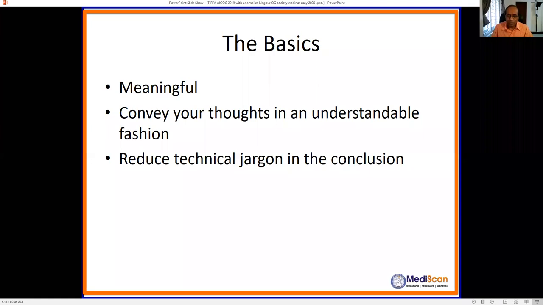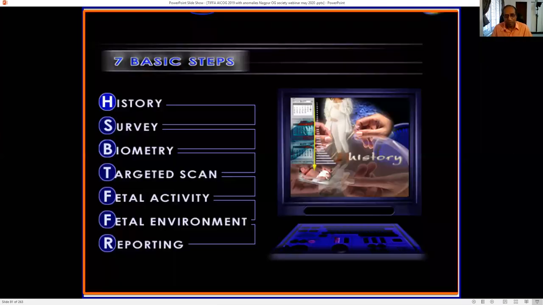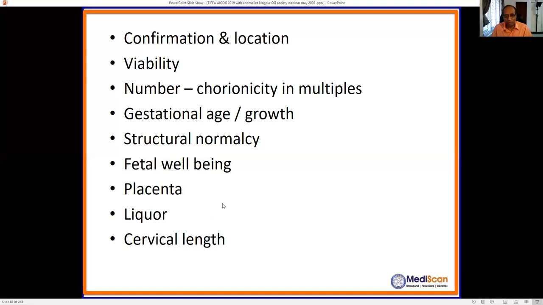Now, remember, we should be meaningful. You convey your thoughts in an understandable fashion and reduce the technical jargon in the conclusion. Using words like hypoechoic, hyperechoic is not something anybody is going to understand. You need not be very technical about it. So we have seen the seven steps, what we do.